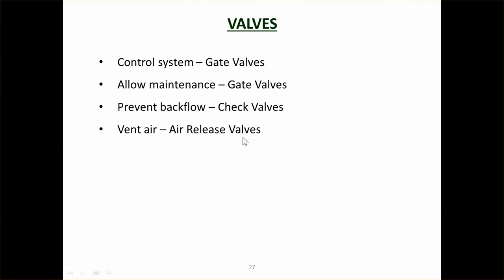We want to prevent backflow, especially with pumps. We don't want water, once it's being pumped up a hill, to come back and flow back through the pump. And we want to get air out of the line, especially in pressure lines. In pressure lines, you can't have air there because it takes up space.